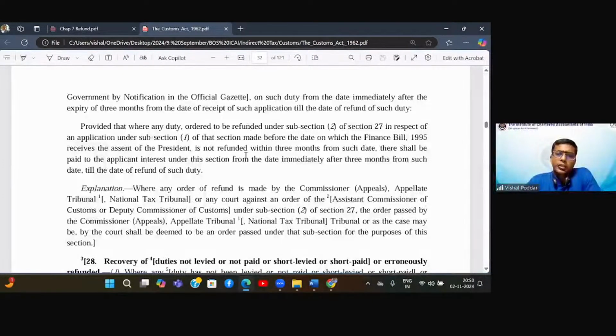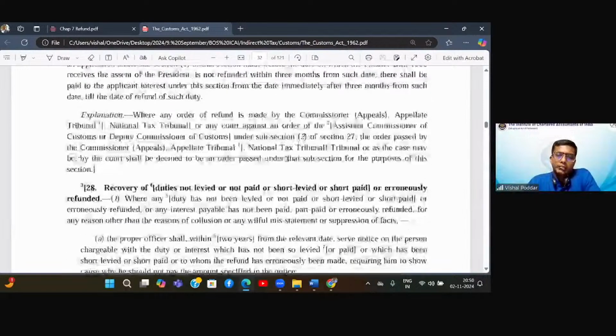So what does this point say? See, this interest provision was introduced by Finance Bill 95. So if somebody has applied for refund before the Finance Bill 95 date, but received the refund thereafter, obviously the new provision will apply. So they will be paid interest under this section from the date immediately after 3 months from such date till the date of refund. In simple words, even though you applied before the finance bill, if it is finally given to you after the finance bill, you are entitled to interest.